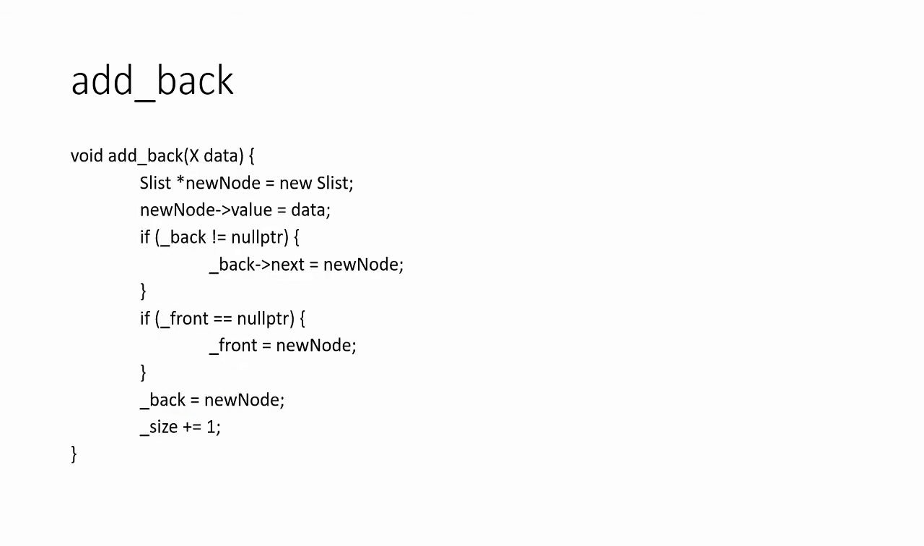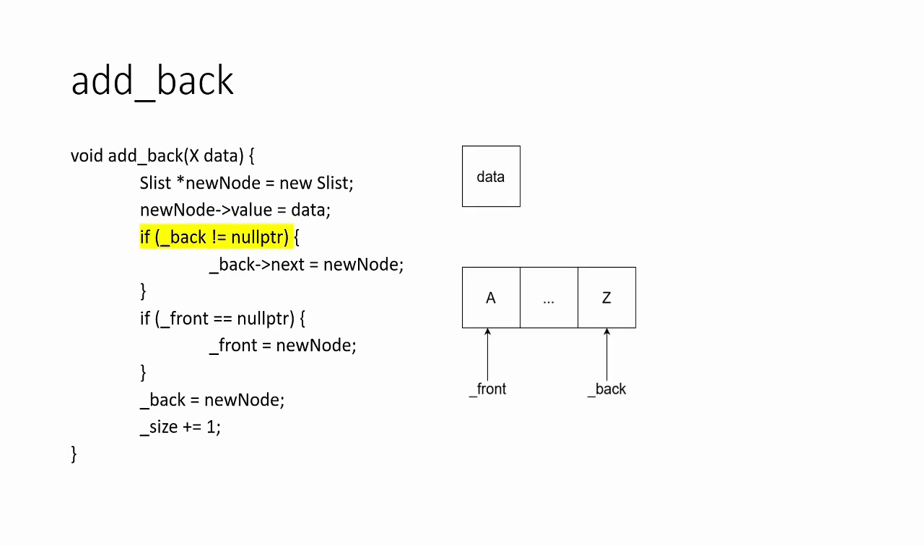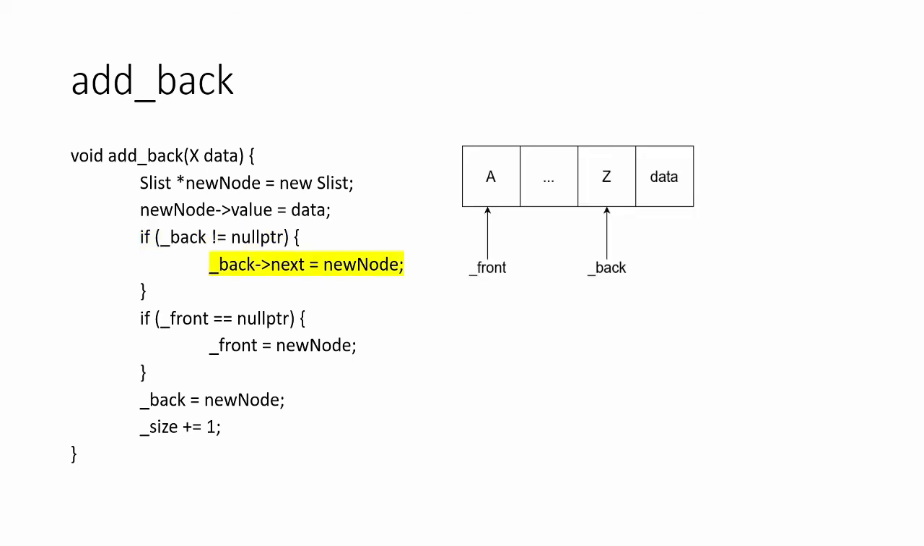Next comes add back, and this isn't too bad. We start by assuming that we have a non-empty linked list. And again, similar to add front, we have some arbitrary linked list, a to z. That middle can be nothing, or it can contain letters b through y. That doesn't matter. The idea is that there's more than one node in our linked list, and it's not empty. So when I say back next is equal to new node, I'm establishing that link from the end of the linked list to our new node.